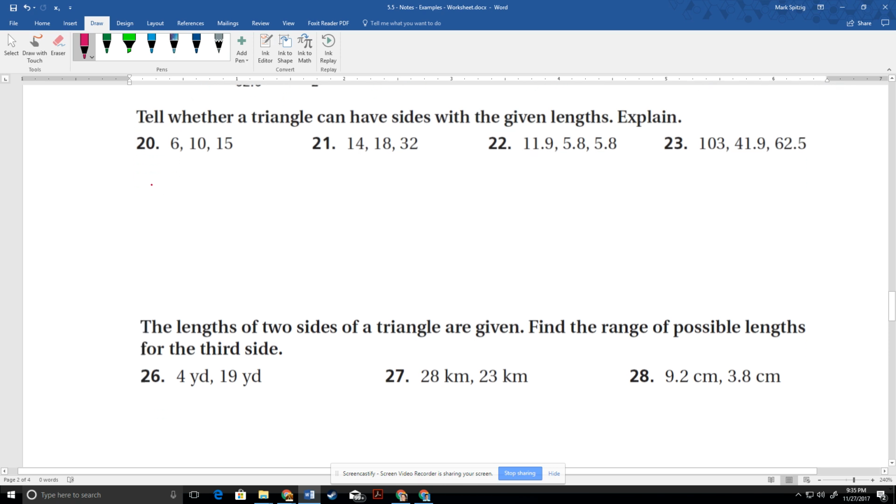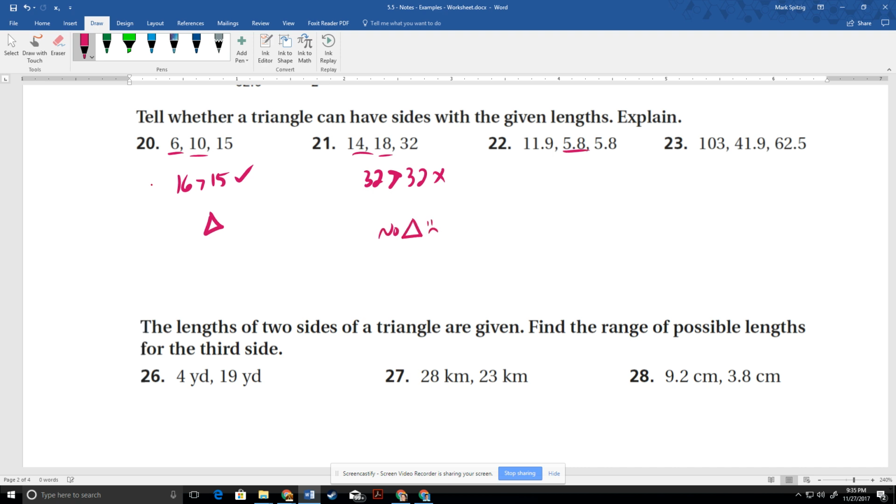Okay, so we have to tell whether we can have sides of a triangle. Remember, we add up the two smallest to make sure that those two small sides are larger than the last one. So 6 and 8 are the two smallest. So is 16 greater than 15? Yes, it is. So triangle. The two smallest are here. Is 32 greater than 32? No, it's not. No triangle.